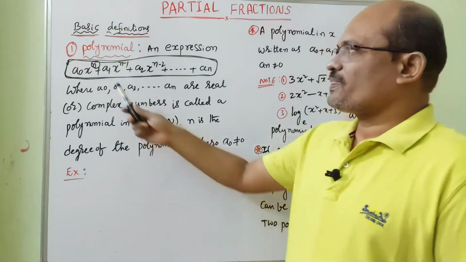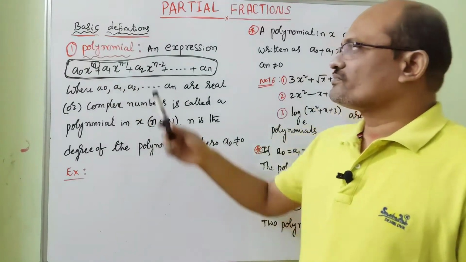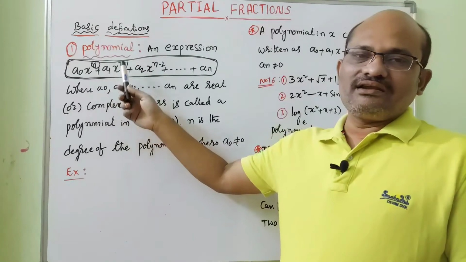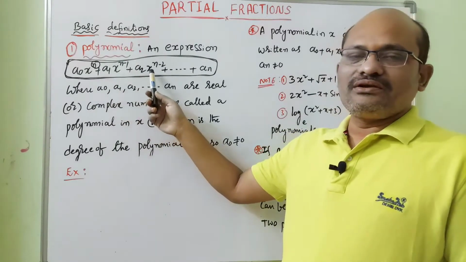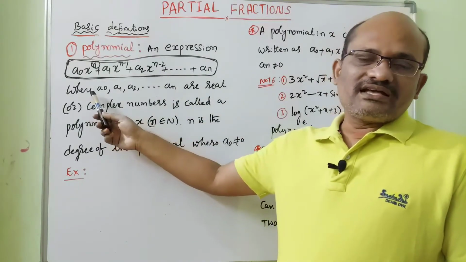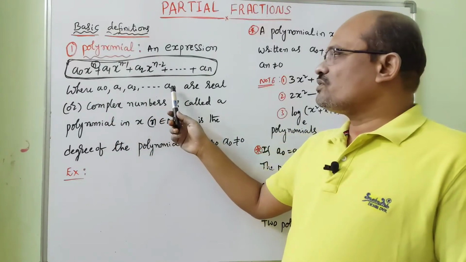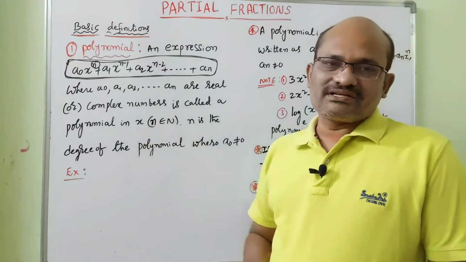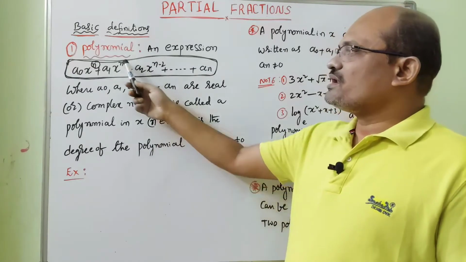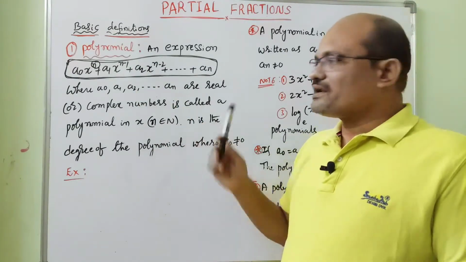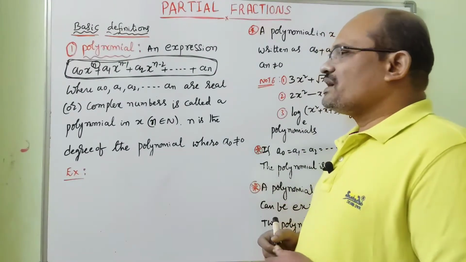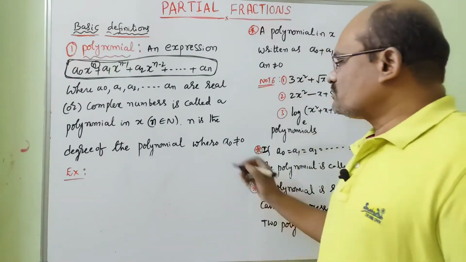The first one is polynomial. An expression a0 into x power n plus a1 into x power n minus 1 plus a2 into x power n minus 2 plus so on an, where a0, a1, a2, so on an are real or complex numbers, is called a polynomial in x. Here small n belongs to capital N. Small n is a natural number. n is the degree of the polynomial, where a0 is not equal to 0.